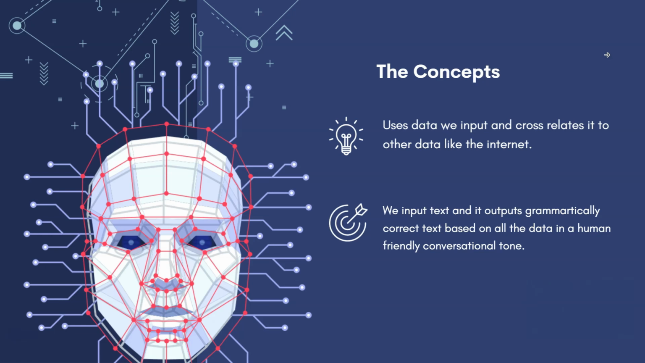So we then input text, and it outputs grammatically correct text based on all the data in a human-friendly conversational tone. So it's kind of like you going to one of your colleagues and asking them a question and then them replying with an answer. In a nutshell, that is all what ChatGPT is. It is an imitation of the human brain that's designed to help streamline your life. Basically acts like a personal assistant.